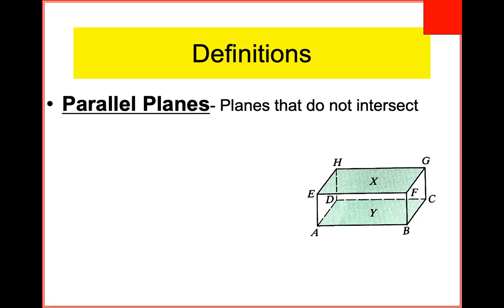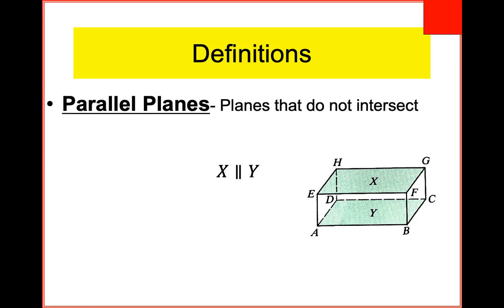Oh, by the way, how many parallel planes do we have here? Three pairs, right? Left and right, top and bottom, front and back.